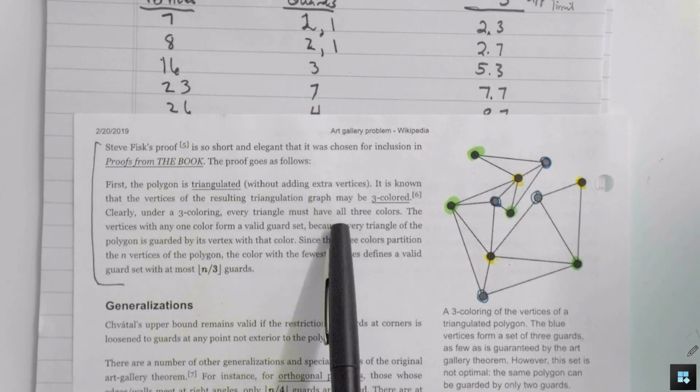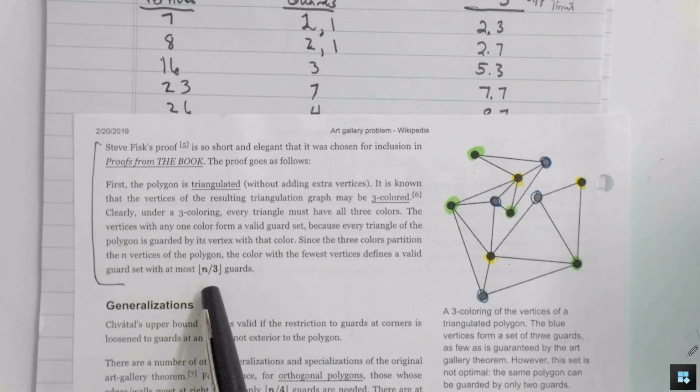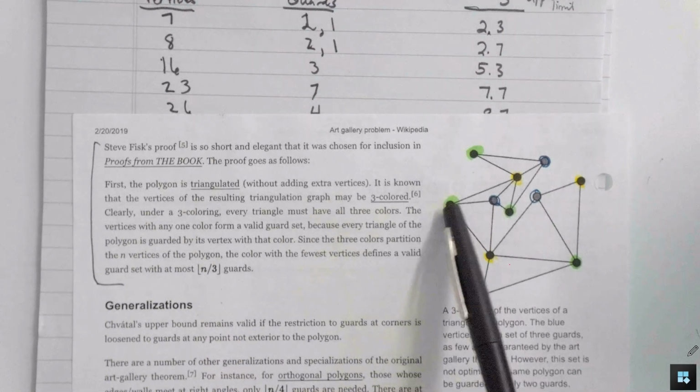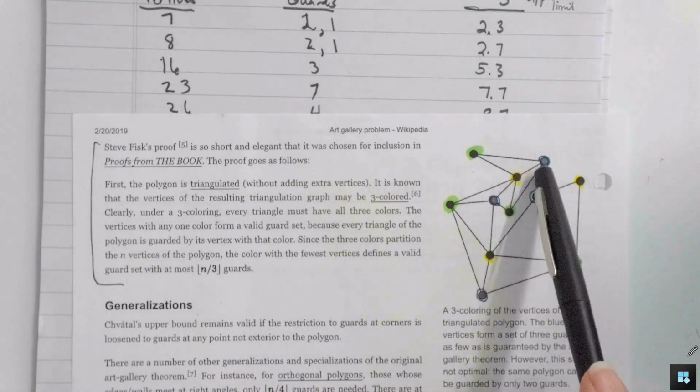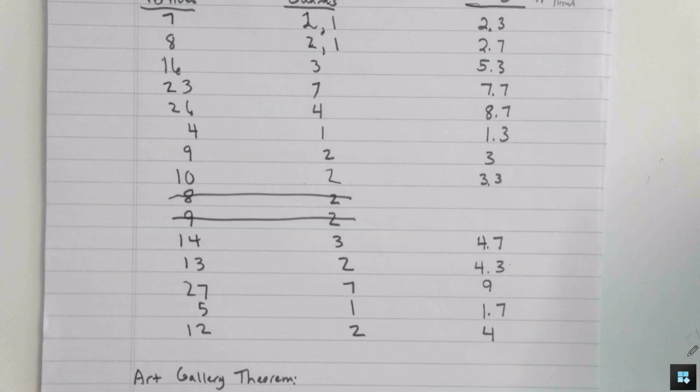Under a 3-coloring, every triangle must have all 3 colors. The vertices with any one color form a valid guard set, because every triangle of the polygon is guarded by its vertex with that color. Since the 3 colors partition the n vertices of the polygon, the color with the fewest vertices defines a valid guard set, with at most n divided by 3. So that's where the number of vertices divided by 3 comes up, because we split the polygonal closed curve up into triangles. And then, well, let's just try a few examples.